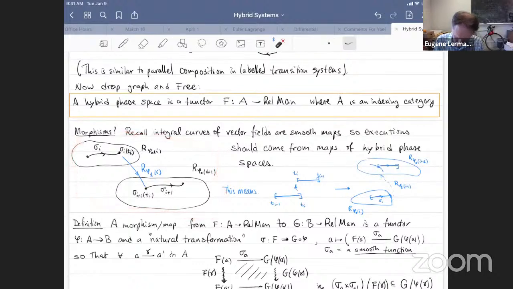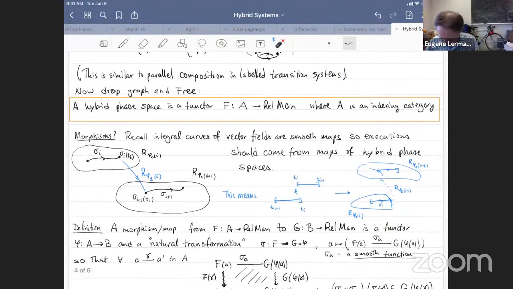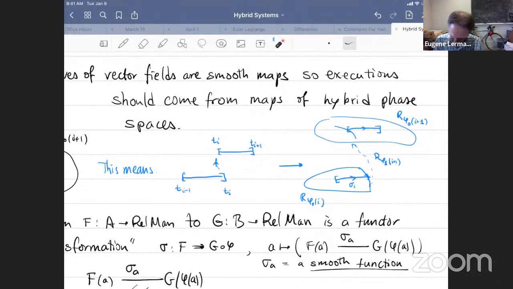So there is an integral curve, jump, integral curve, which really means this. Now that we have hybrid phase spaces, I can tell you what the domain of the execution is. It's a hybrid phase space that looks like this. It's a bunch of intervals, and when you get to the end of one interval, you jump to the next interval. And you actually do see pictures like that in the hybrid dynamical systems literature.